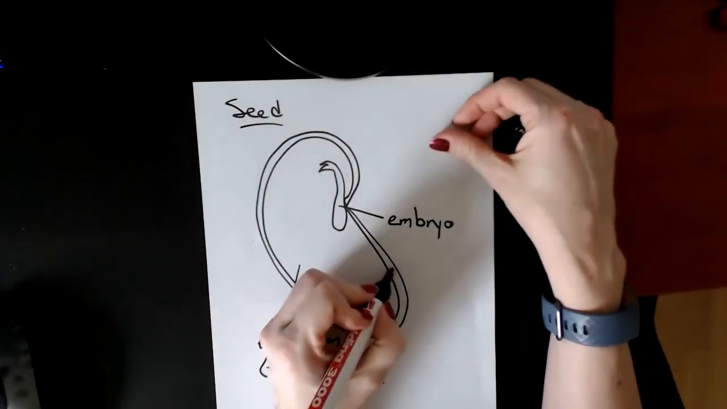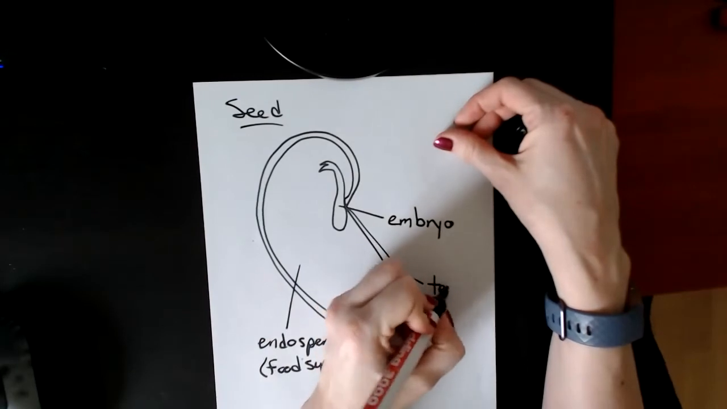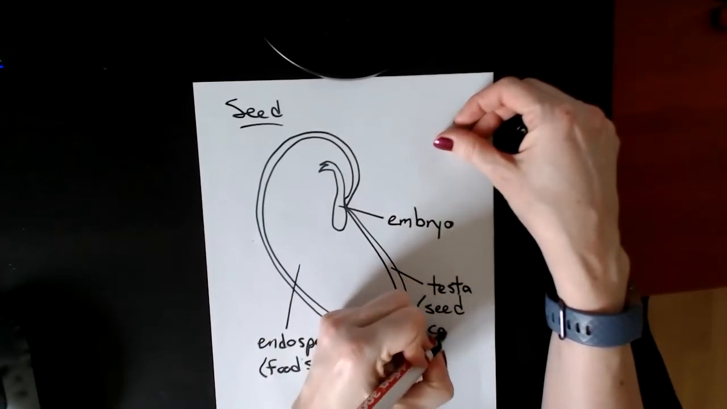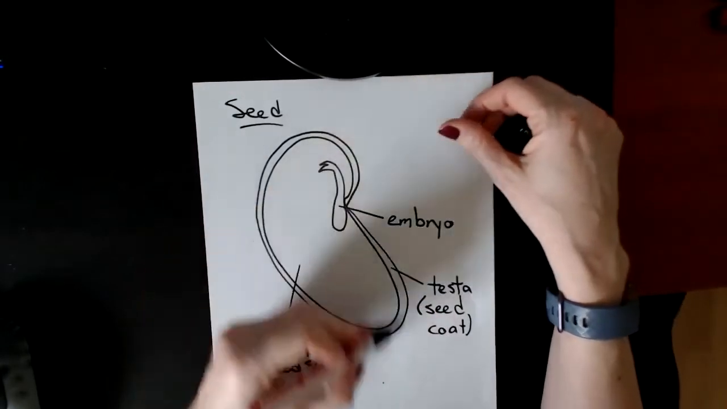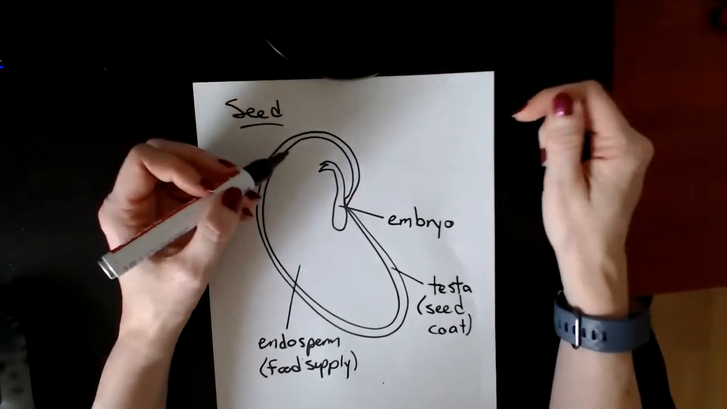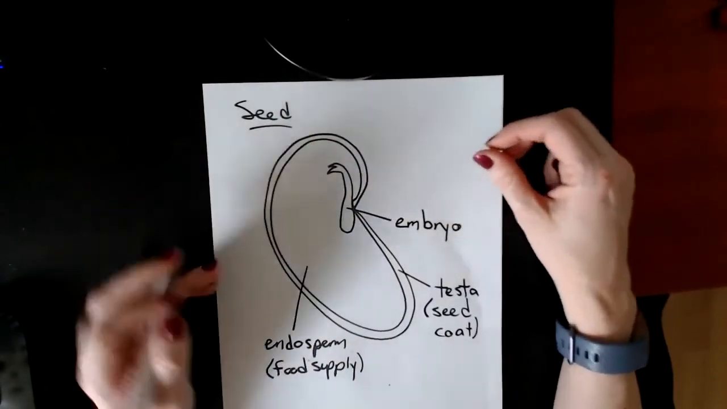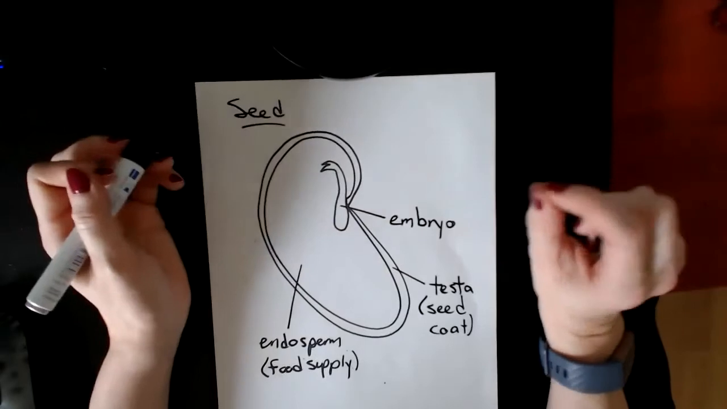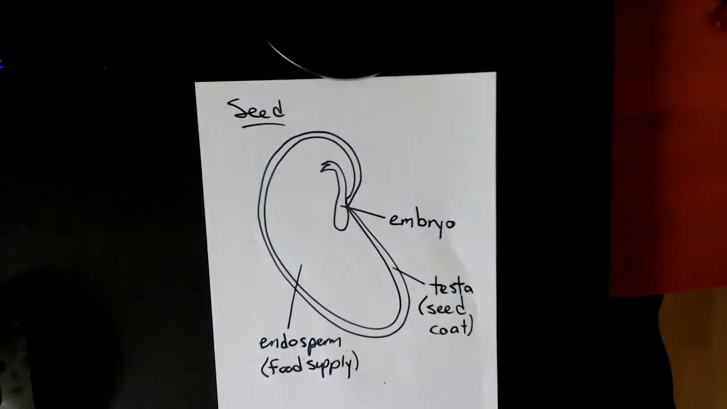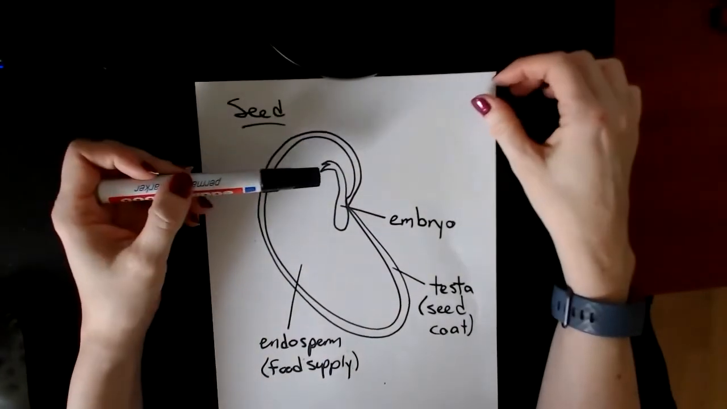The other part of the seed you need to know is this. It's called the testa, or a simpler name for it is the seed coat. And this is the tough outer layer of a seed. So if you find a dried bean and break it open, you'll be able to see the testa and the endosperm, and you might even be able to see a little tiny embryo, especially if you soak it in warm water for a day or so.